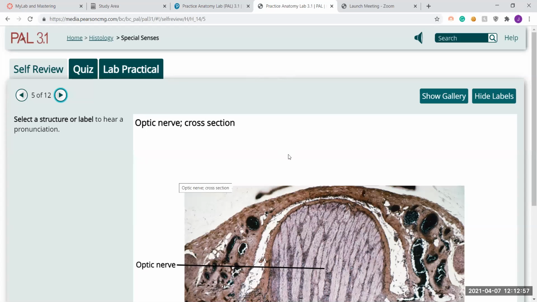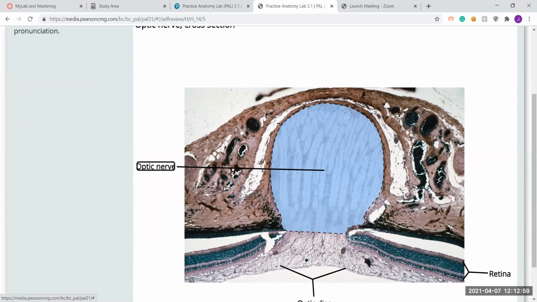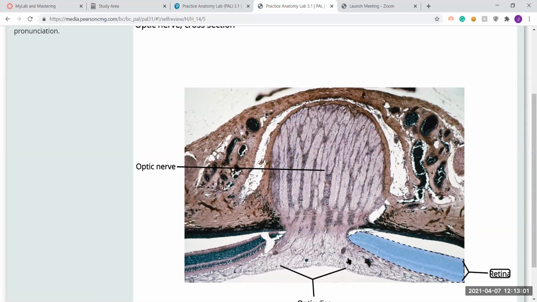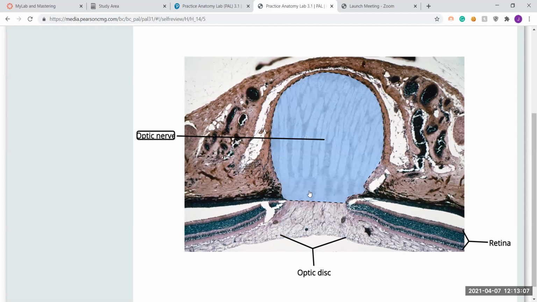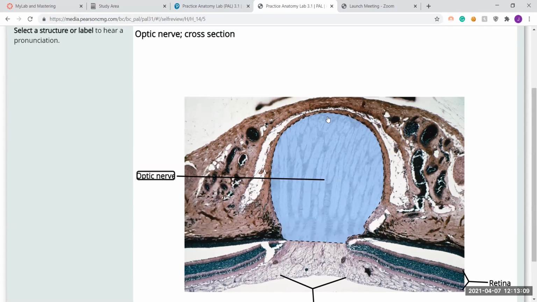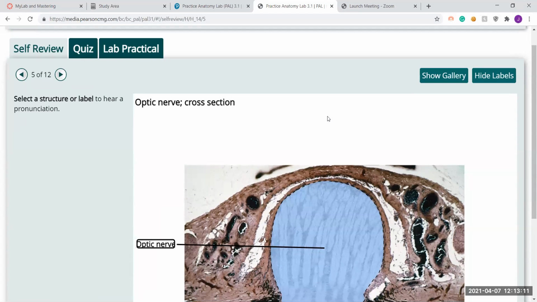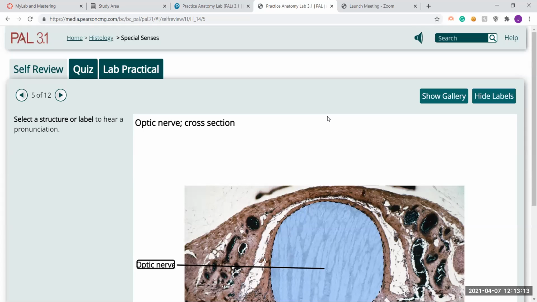Okay, so this is the optic nerve. On the posterior side of your eyeball, all the axons of ganglion cells come out from the optic disc, and that becomes the optic nerve, which goes into your brain to your occipital lobe.